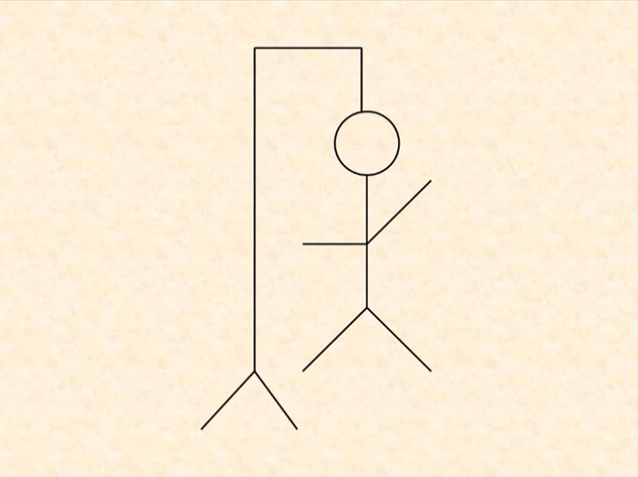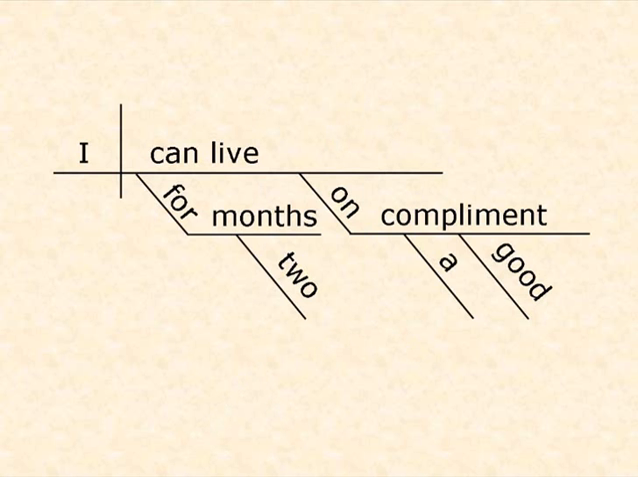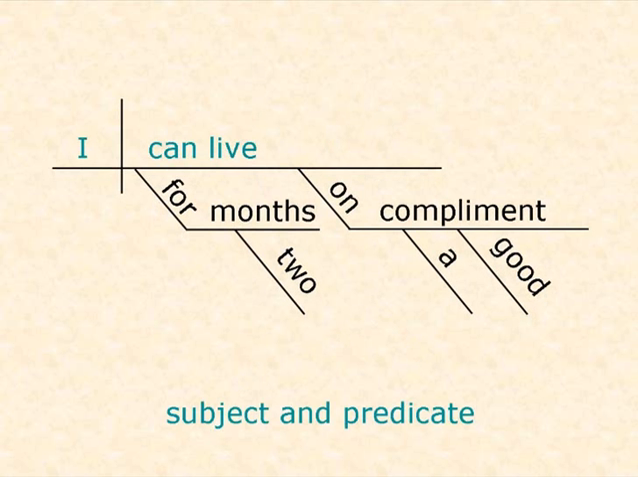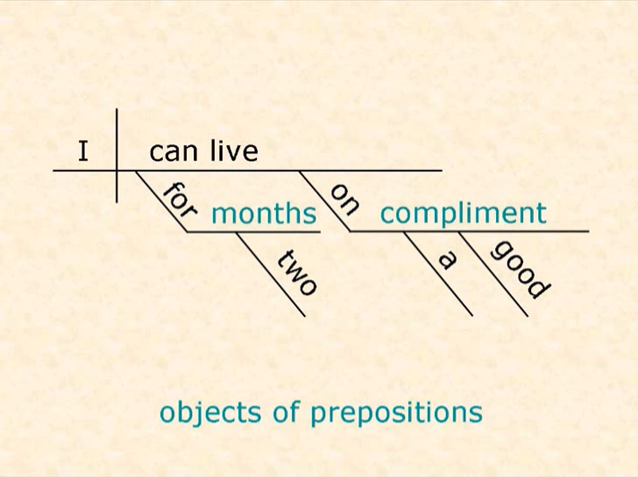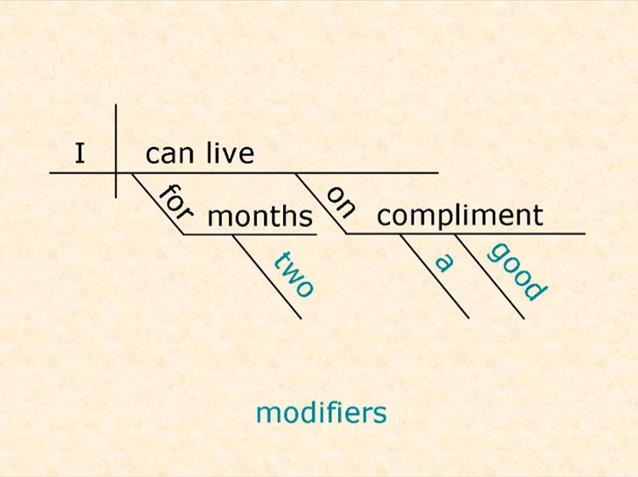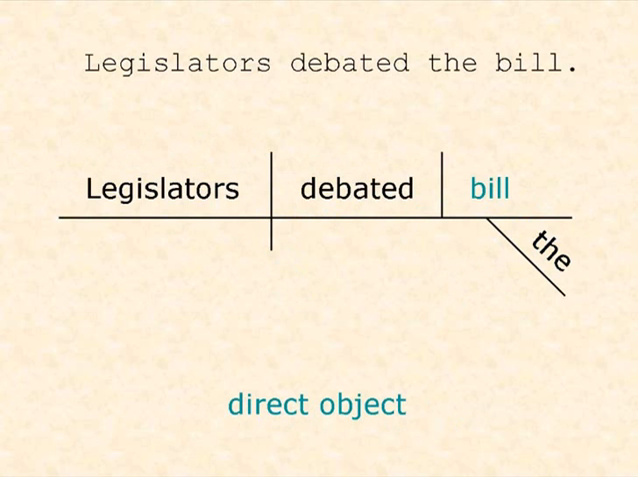Okay, this is what I did, Wendy. How'd I do? Oh, that's my version. Okay, here's Wendy's version. Oh, that's how it should look. That is great. Here are the subject and the predicate. I can live. The prepositions for and on. The objects of the prepositions, months and compliment. And the modifiers, 2, a, and good. I'm sure you all did better than I did. I told you I didn't do this before now.